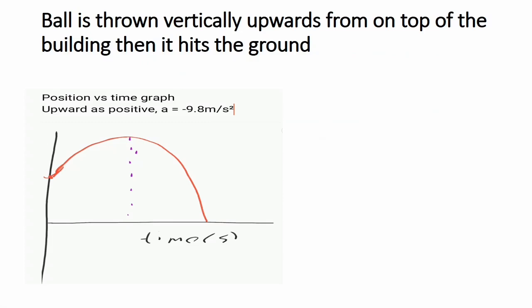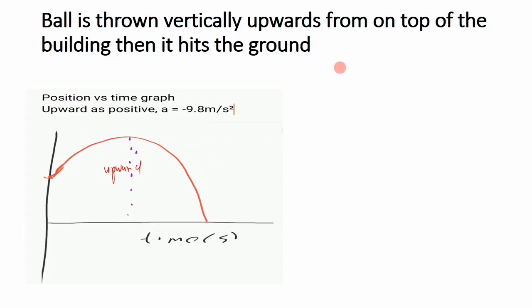Okay, so now let's look at the scenarios. They say a ball is thrown vertically upward from on top of the building, then it hits the ground. So we can see there that we are given a position versus time graph, and then we took our upward as positive. So the way to see it is if we take upward as positive, our position versus time graph will be above the x-axis. So this will be our upward, and down here will be our downward, right? So if we take upward as positive, our graph will just be above the x-axis, right?